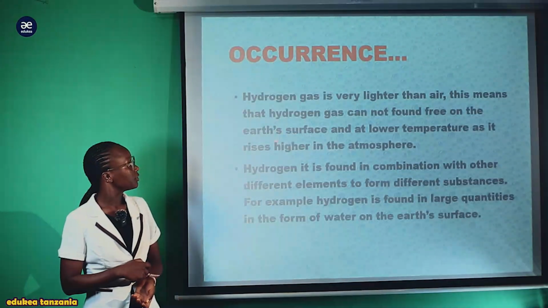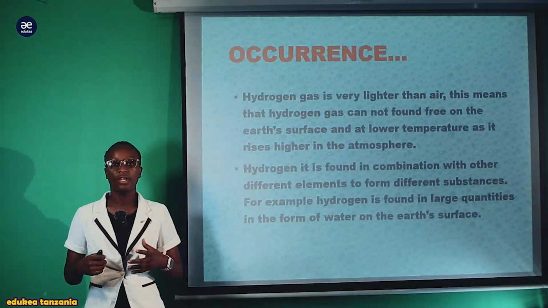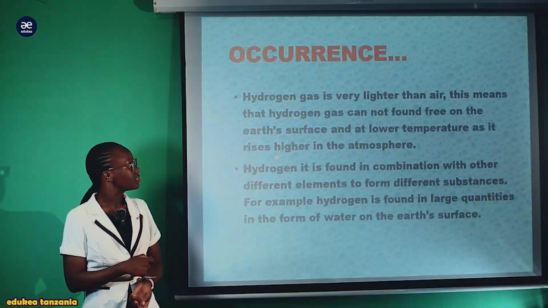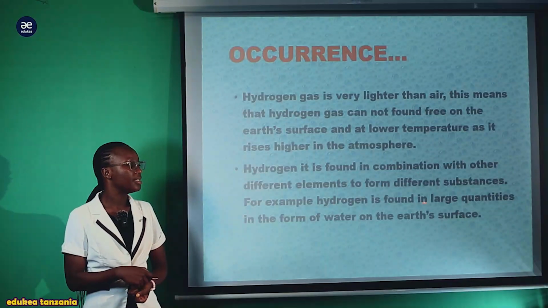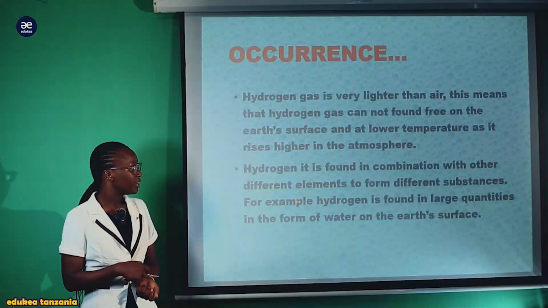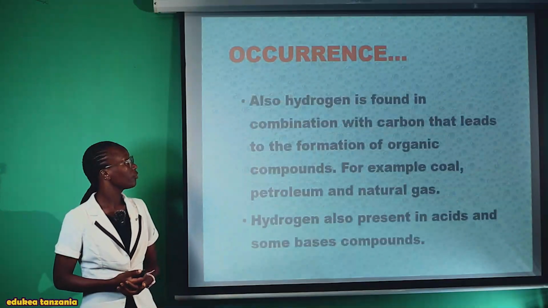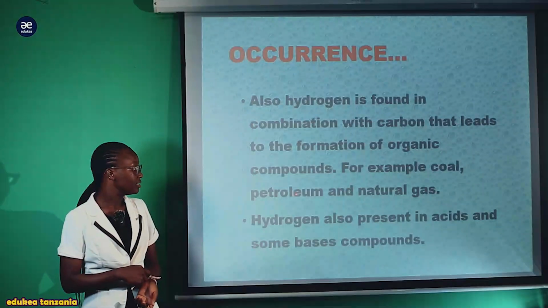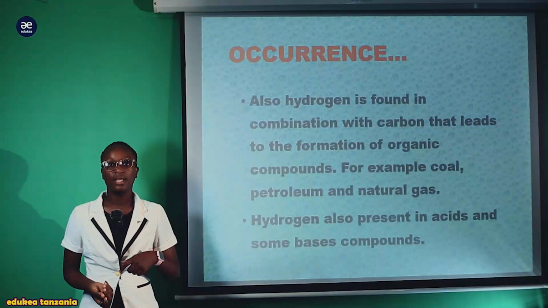We are proceeding with the occurrence and the nature. Hydrogen gas is much lighter than air. This means that hydrogen gas cannot be found free on the Earth's surface, because it is very light and rises higher in the atmosphere at lower temperature. Hydrogen is found in combination with other elements to form different substances. For example, hydrogen is found in large quantities in the form of water on the Earth's surface. Also, hydrogen combines with carbon to form organic compounds, for instance petrol, natural gas, coal, and so on. Hydrogen is also present in acids and bases.